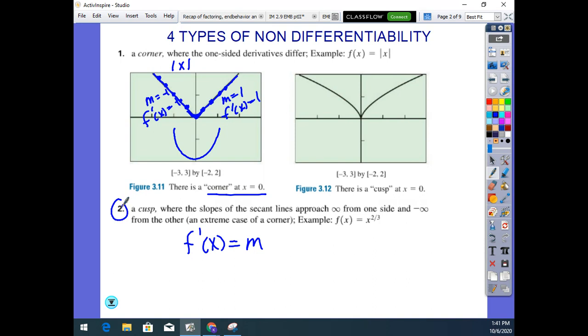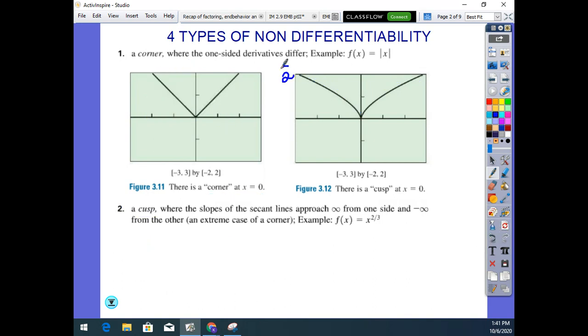All right, number 2 is a cusp. I call this, you remember when you were a little kid and you draw birds in the air like this? Okay, this is a cusp. It's like this. So this is our picture of a cusp. A cusp is where the slopes of the secant lines approach infinity from one side and negative infinity from the other. So you can recognize a cusp if you have an exponent of an even over an odd. If the exponent is even over odd, that will be an example of a cusp every time.